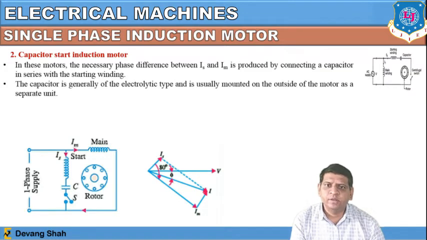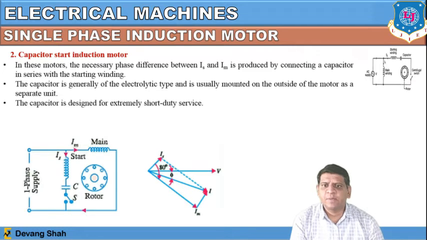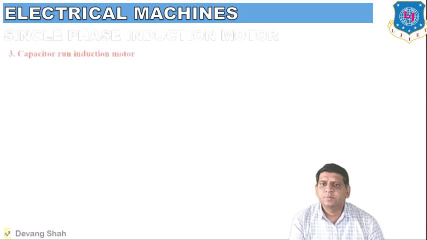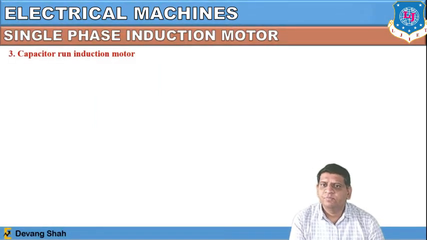So this capacitor will provide the initial starting torque, and the capacitor is generally of the electrolytic type and usually mounted on the outside of the motor as a separate unit. This capacitor is designed for extremely short duty service, and when the motor reaches about 75% of its full speed, the centrifugal switch opens and cuts both the starting winding and the capacitor from the supply, leaving only the running winding across the lines, right? So this is all about the capacitor start induction motor. This is one of the methods to provide the split phase in a single phase induction motor arrangement.